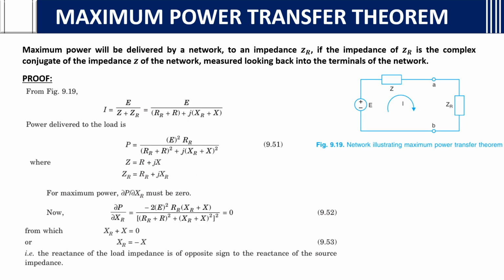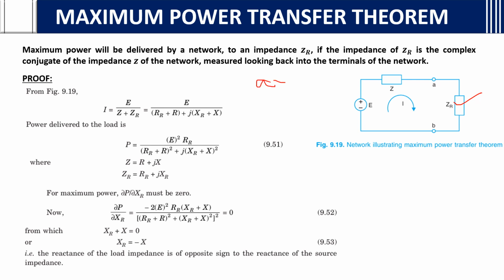Maximum power transfer theorem. Statement. Maximum power will be delivered by a network to an impedance ZR if the impedance ZR is the complex conjugate of the impedance Z of the network, measured looking back into the terminals of the network. What it means is that maximum power will be delivered to ZR, that is the load impedance, if ZR is the complex conjugate.